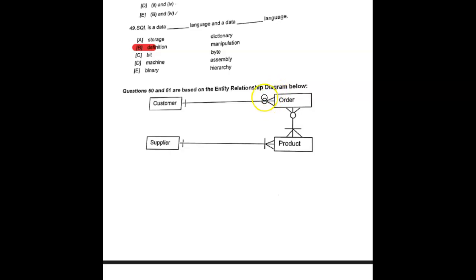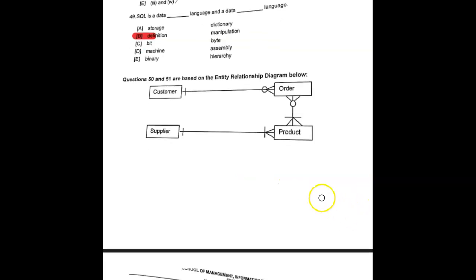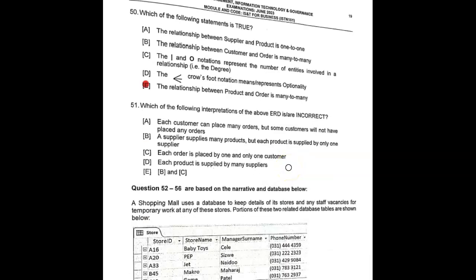When you see a circle, it means optionality. So there can be a customer, but that customer does not have to place an order. So it can either have this whole order block or no order block. Optionality circle. Then, what's a straight line? A straight line over here means it's compulsory. So a supplier has to belong to a supplier. And obviously these bird-foot symbols are many to many, one to many, whatever.